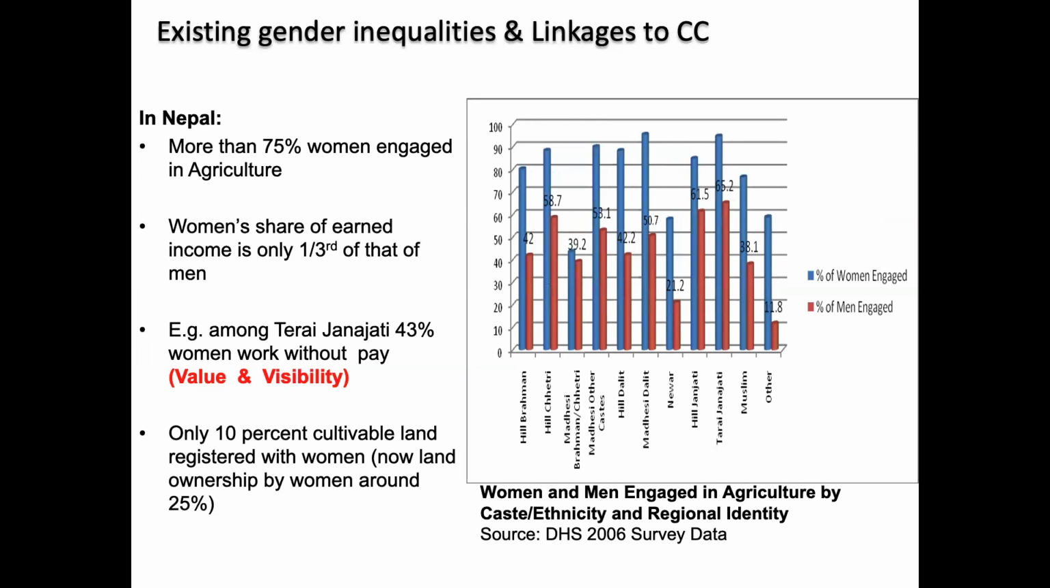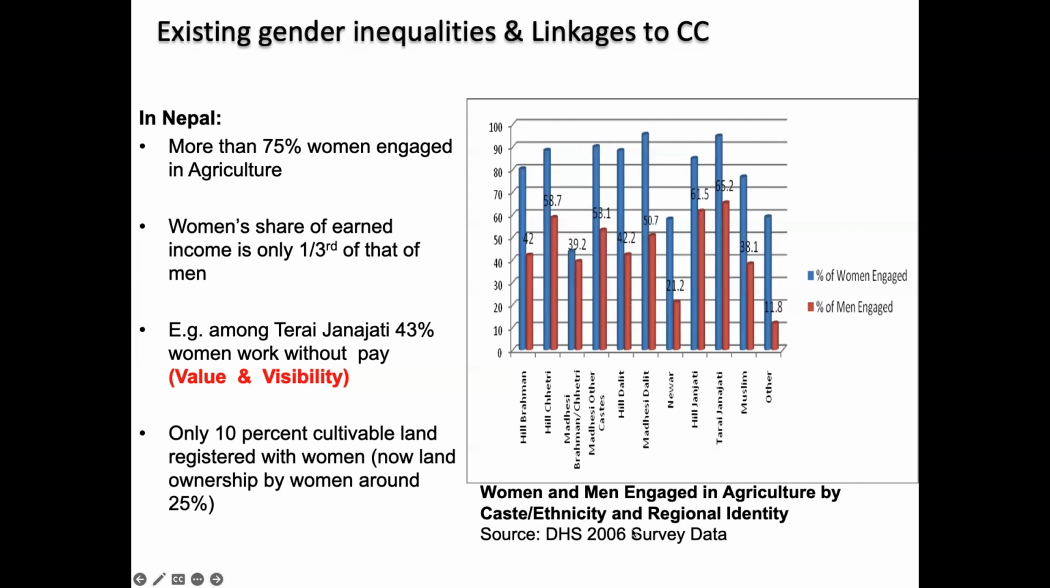And if you see this graph, the blue are women, and the red point is for men's engagement in agriculture. So across Nepal, you all know that Nepal is not a monolithic or homogeneous group. So if you see in the graph, from hills to the Tarai, in all caste and ethnicity groups, both in hills and Tarais, women are highly engaged.